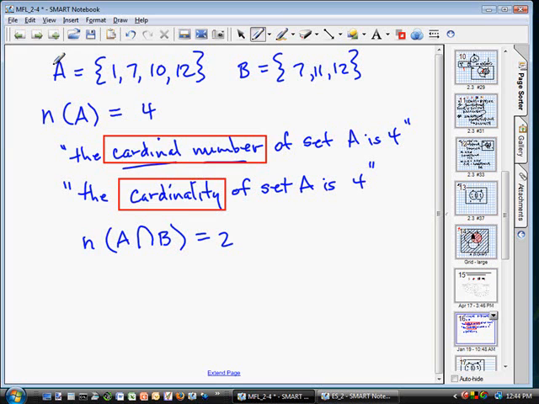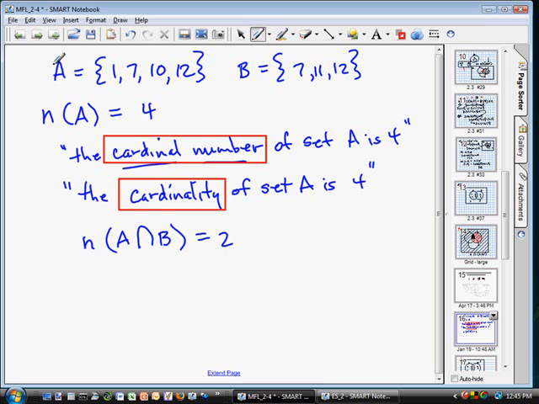Okay, so when we talk about the cardinal number of a set, all we mean is how many elements the set has. So you look at my example on this page. I say that the cardinal number of set A is 4. If you look at set A, you should see that I have 4 elements in that set. What's the cardinal number of set B? 3, right? So this is just simple stuff called counting, but it becomes very important.